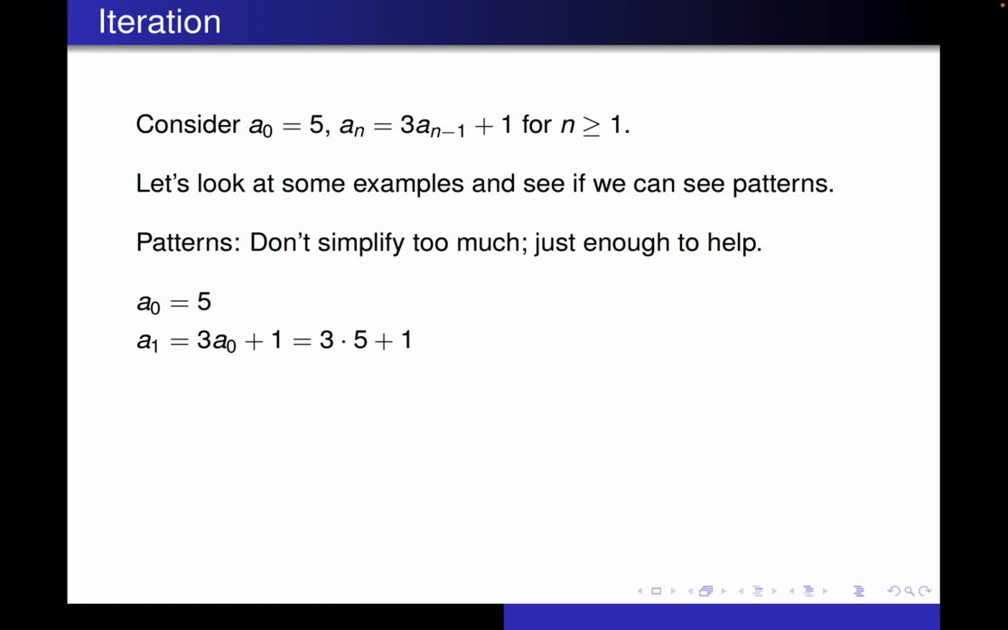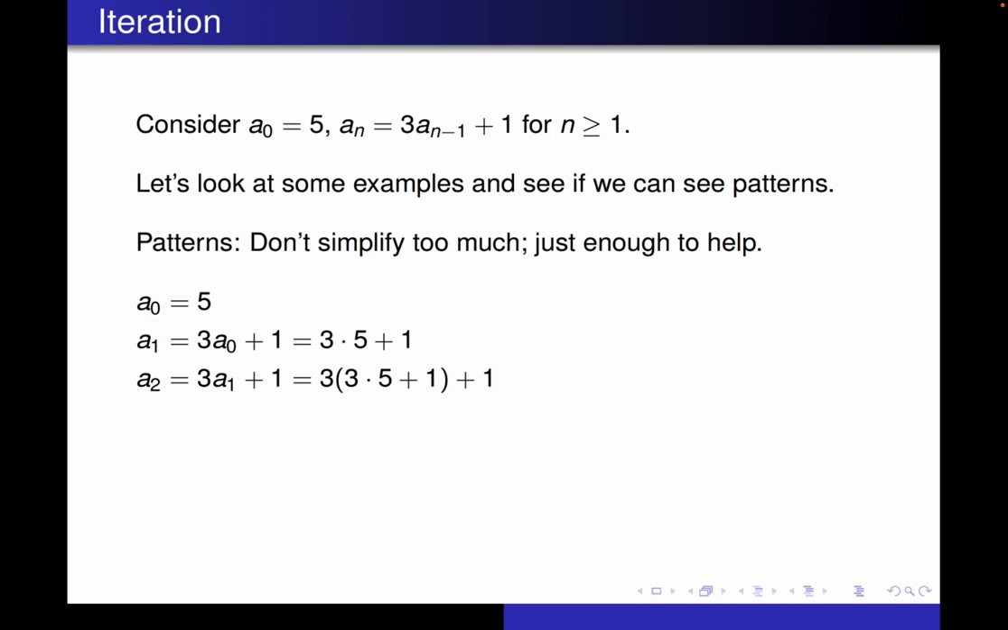So we're just going to leave it as 3 times 5 plus 1 for now. Now when we plug in n equals 2 into our recursive equation, we get a2 equals 3 times a1 plus 1. We have a nice formula for a1, 3 times 5 plus 1. We can plug that in. Now we've got to be a little bit careful about how we simplify.